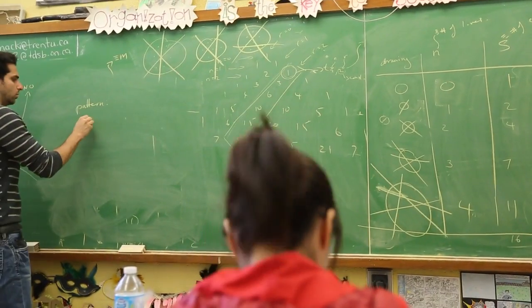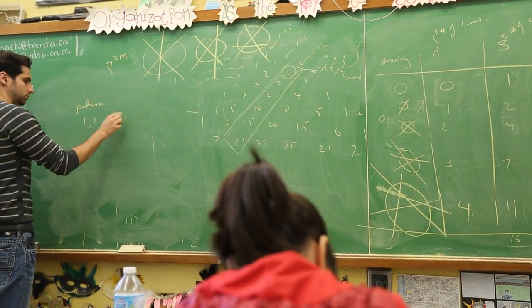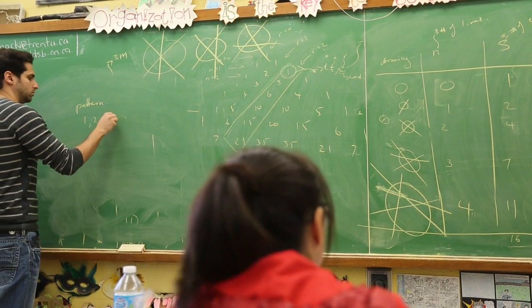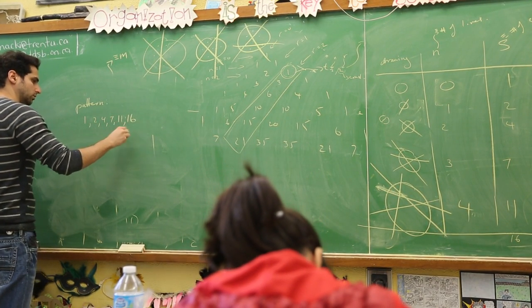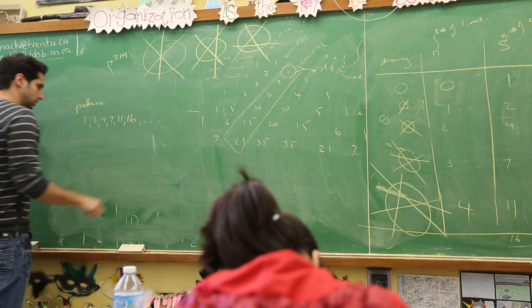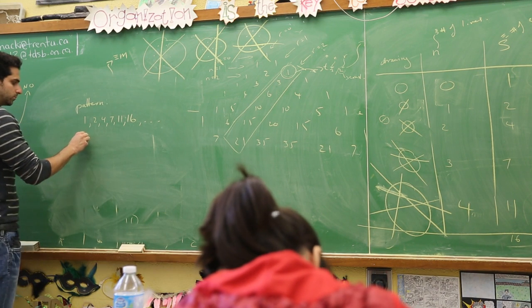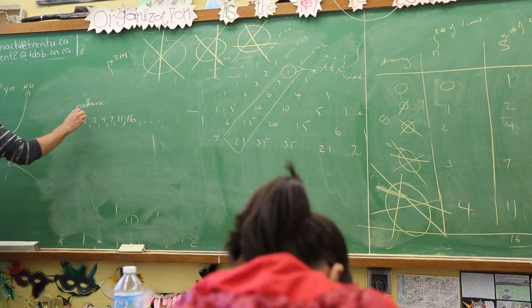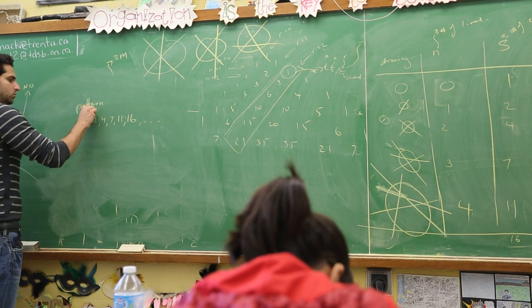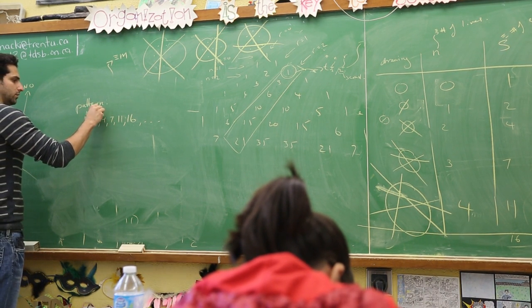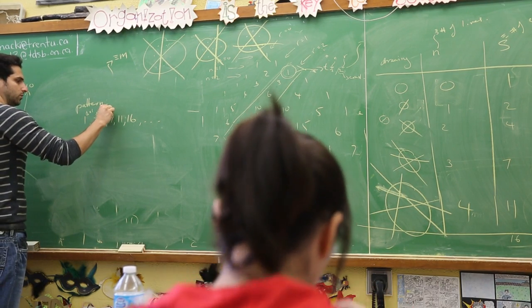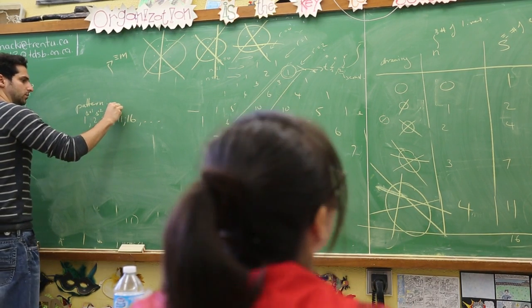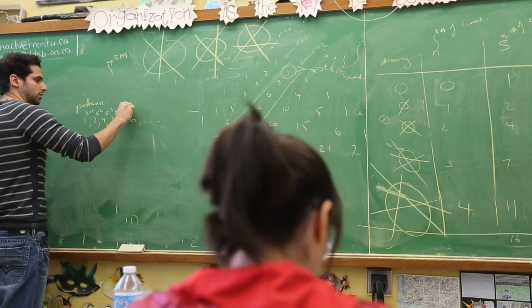What are the numbers? 1, 2, 4, 7, 11, 16, plus 6, 22. After 15, you should have 121. So the delta here is 1, and the delta here is 2, and the delta here is 3, and the delta here is 4, and the delta here is 5.